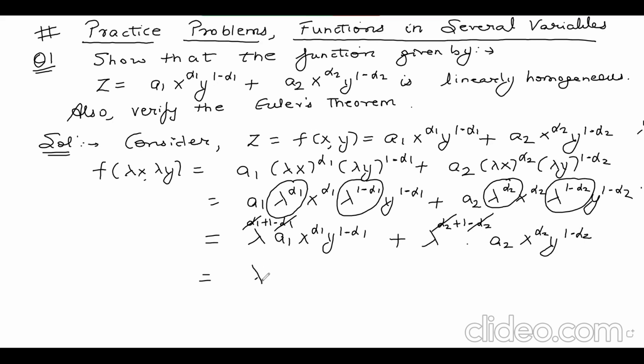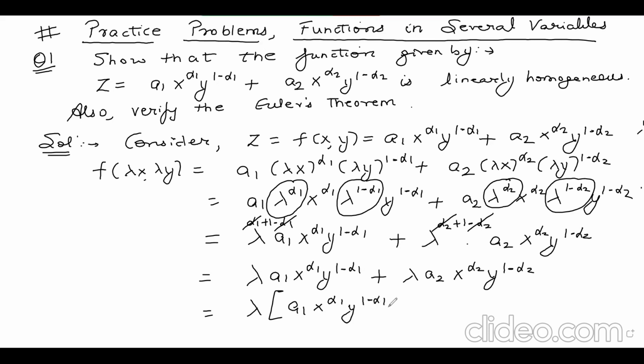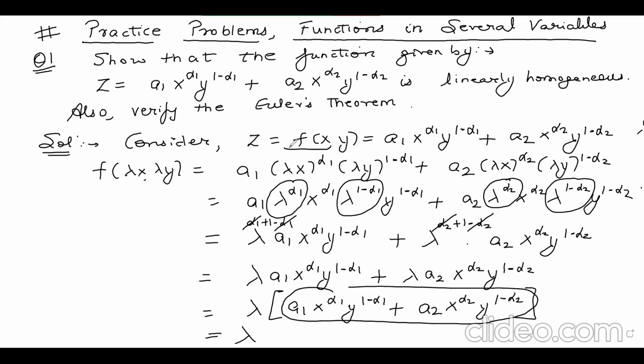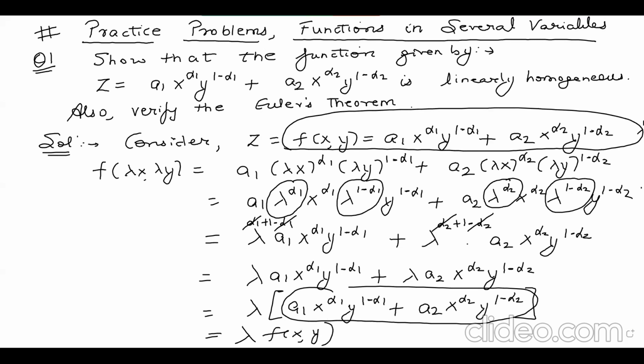So what do I get? This is lambda a1 x to the power alpha 1 y to the power 1 minus alpha 1 plus lambda a2 x to the power alpha 2 y to the power 1 minus alpha 2, which I can further write by taking lambda common. I get a1 x to the power alpha 1 y to the power 1 minus alpha 1 plus a2 x to the power alpha 2 y to the power 1 minus alpha 2. And if you look at this whole term, this is nothing but f of xy.